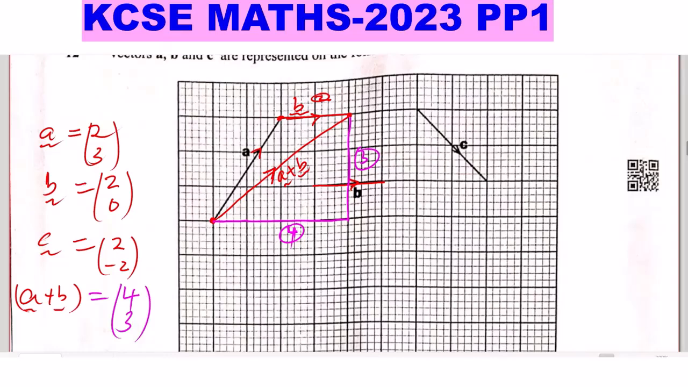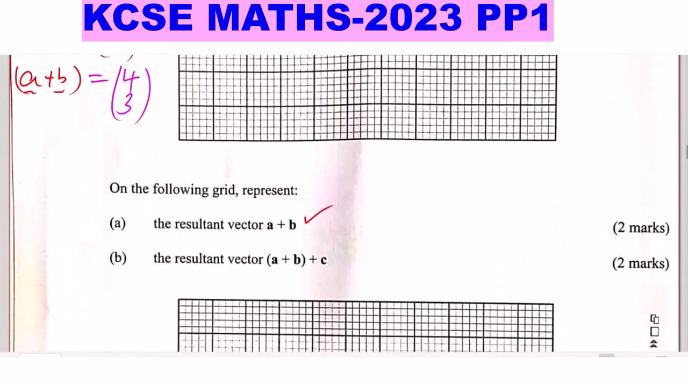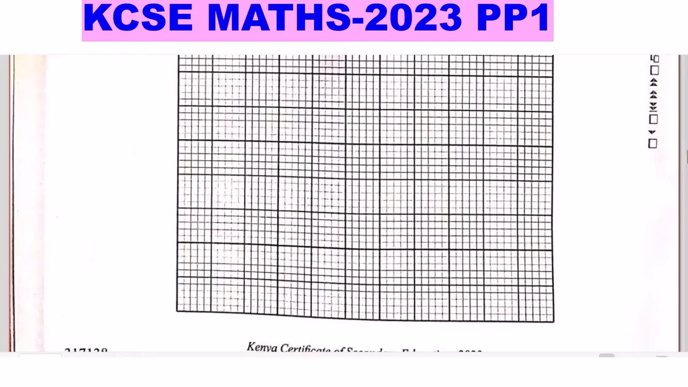Now after doing that, we take A plus B, given by (4, 3), and I can draw this one down here. Start from here: 1, 2, 3, 4. That is 4. Then 3: 1, 2, 3. Go up to there. So this is how it will be. That is vector A plus B.